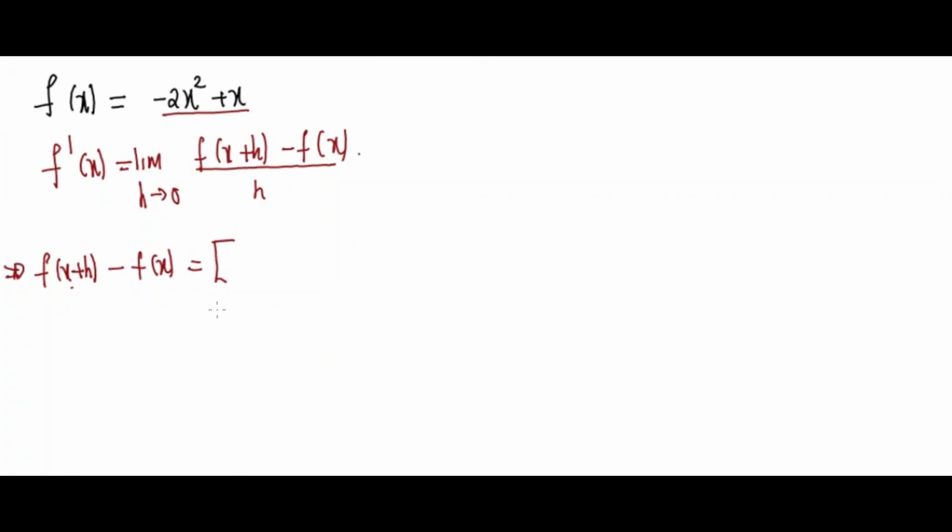So now this one will become minus 2 into x plus h all squared. It's all squared there. Plus x plus h. So we're done with f at x plus h. Let's go to minus f at x. So our f at x is this one. So it will be minus 2x squared plus x.